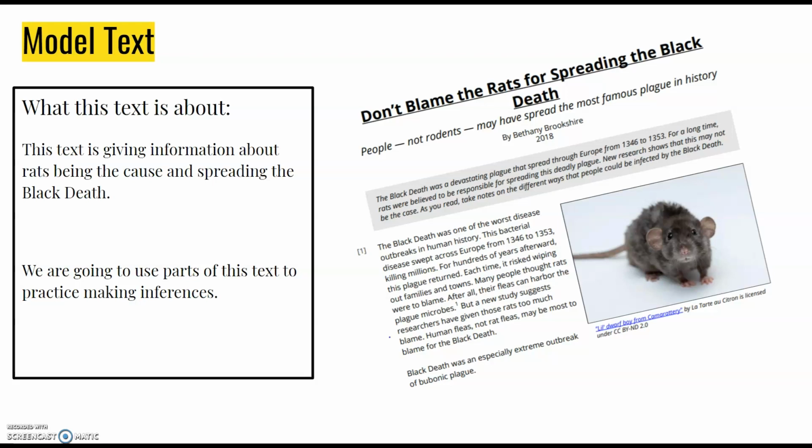So the title of the text was "Don't Blame the Rats for Spreading the Black Death." I just want to give you a reminder about what this text was about since we didn't read the entire thing. In this text, the author is giving us information and trying to persuade us that rats weren't actually the reason for spreading the Black Death. It was humans. So we're going to be using parts of this text in order to make inferences. So let's go ahead and get started with the first step.